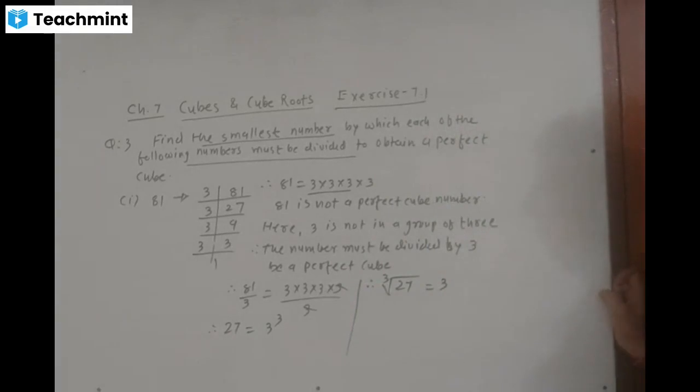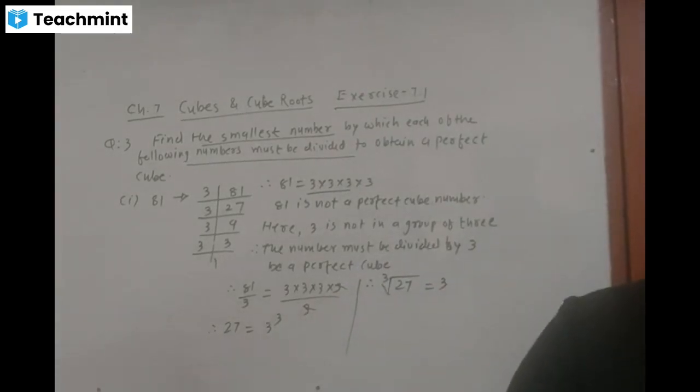Therefore which number should be divided? We must divide the smallest number, 3. That number converts into a perfect cube, and the cube root of this number is equal to 3. Okay.